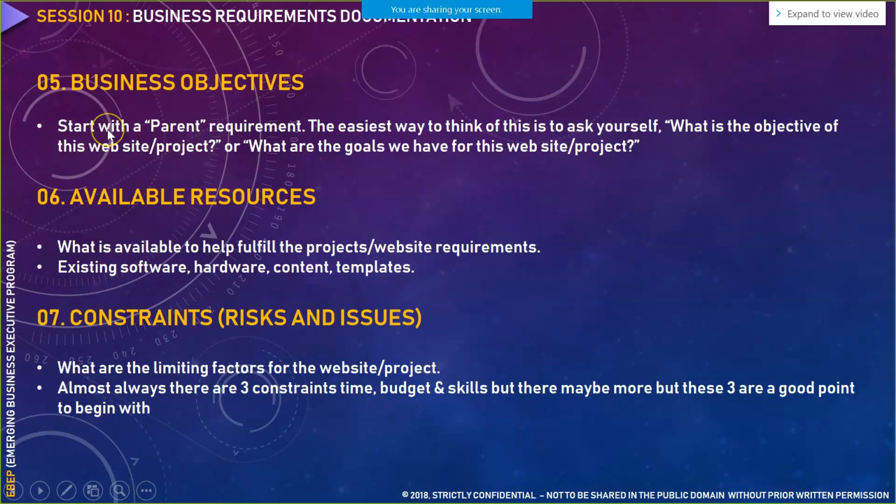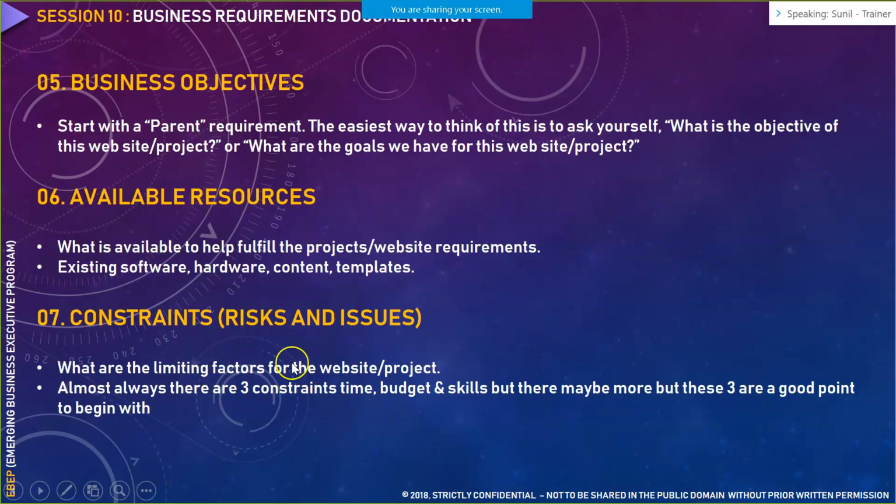Then there are sections like business objective. So what is your parent requirement? The easiest way to think of it is to ask yourself what are the goals we have for this website or project, and you have to outline those business objectives. Then you have to highlight what are the available resources, in consultation with your project manager, that would help fulfill the project website requirement. Are there any existing software, hardware, or content or templates available? You need to highlight those in the available resources section.